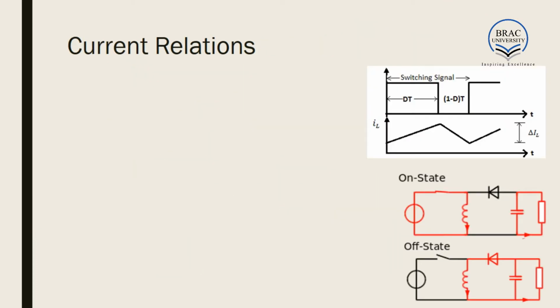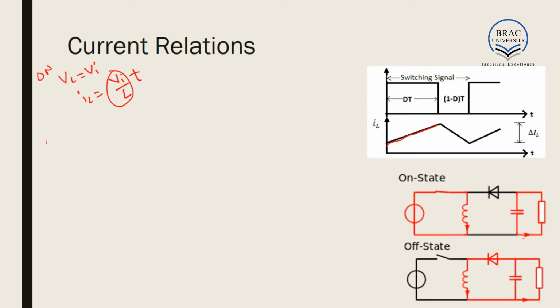Now the current relations are almost similar. From equation 1, when the switch is on, we have found VL is equal to VI, or IL is equal to VI by L into T. So as a result, it will have a positive slope, as we can see here in the on state.